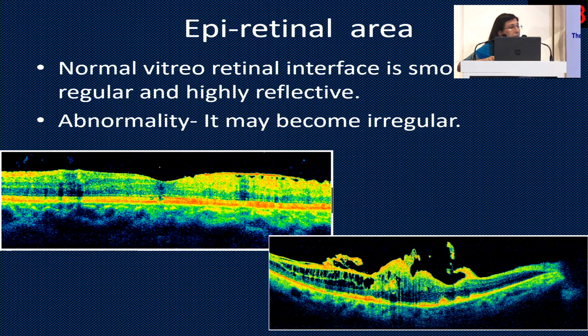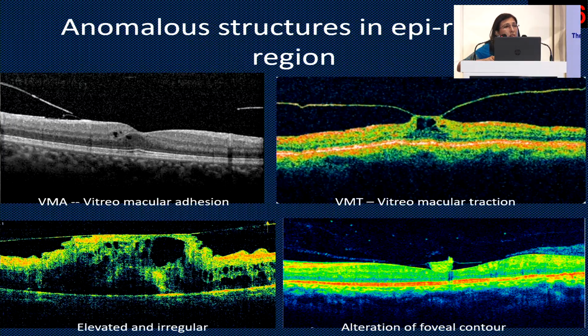make it irregular. Some other features that you can see in this epiretinal area: attachment of a membrane, which is called VMA or vitreomacular adhesion. And if this adhesion starts pulling up the retina, then this is VMT or vitreomacular traction. Now here you see there's so much traction that it has pulled up the whole retina, causing a plateau kind of a TRD.